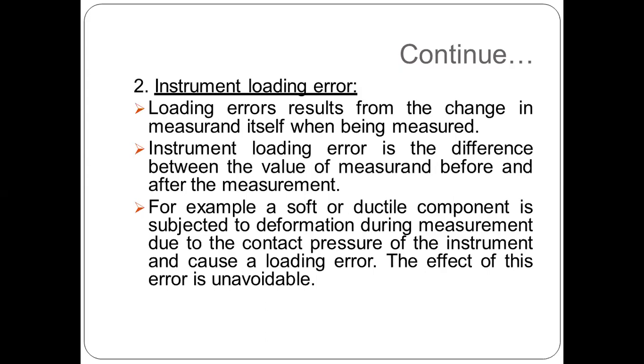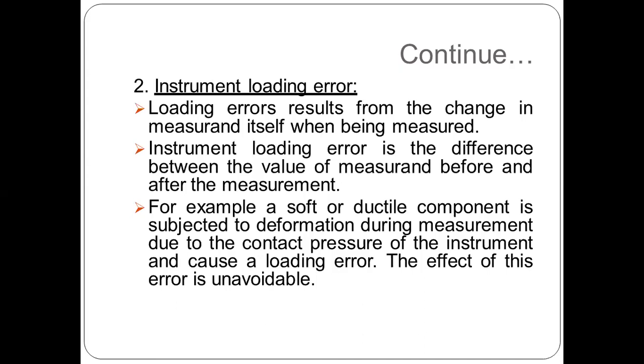Okay. The instrument loading error is the difference between the value of the measurement before and after measurement. For example, a soft or ductile component is subjected to deformation during measurement. So suppose we measure a component before deformation, and we measure this part during the deformation. Obviously the contact pressure of the instrument causes the loading error. The effect of this error is unavoidable because we always know that everything subjected to deformation will change in length.